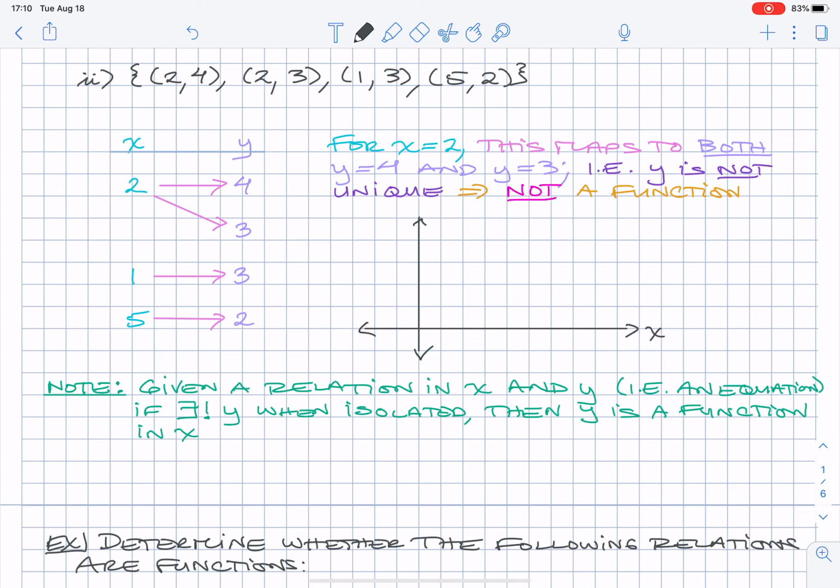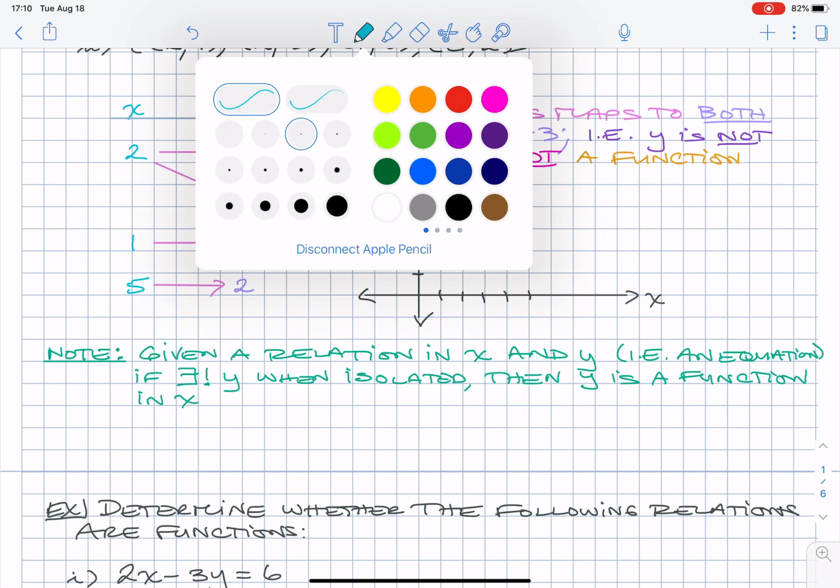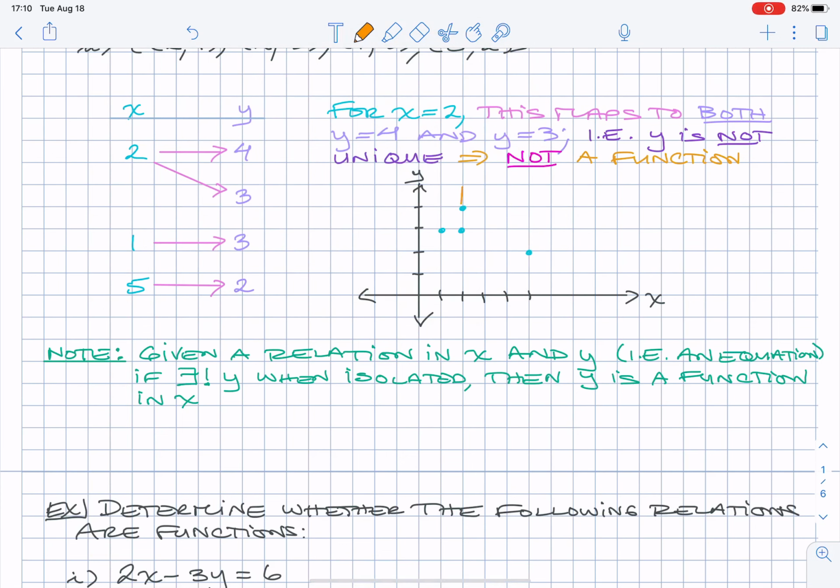So x and y. See, 1, 2, 3, 4, 5. 1, 2, 3, 4. Okay, so here we have the points (2, 4), (1, 2), (3, 4), and then we have (2, 3). Then we have (1, 3), and we have (5, 2). So notice there's a problem, and that problem is this line right here.